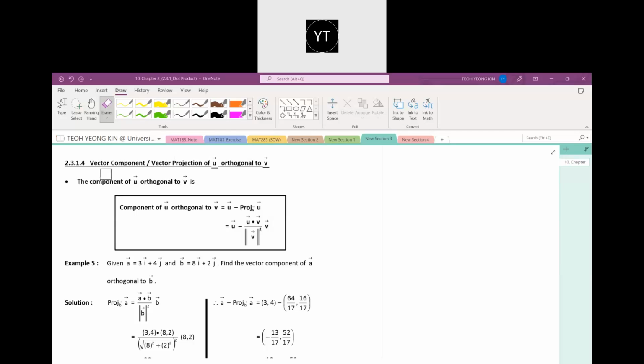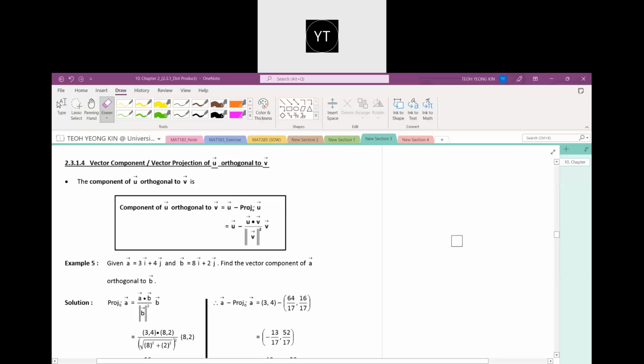So in this video, we will look at the vector component of vector u orthogonal to vector v. So let's say the component of vector u orthogonal to vector v is given by this formula, which is the vector u minus the projection of vector u onto vector v. So that means you need to find the projection of vector u onto vector v first, and then we use the vector u minus the projection.